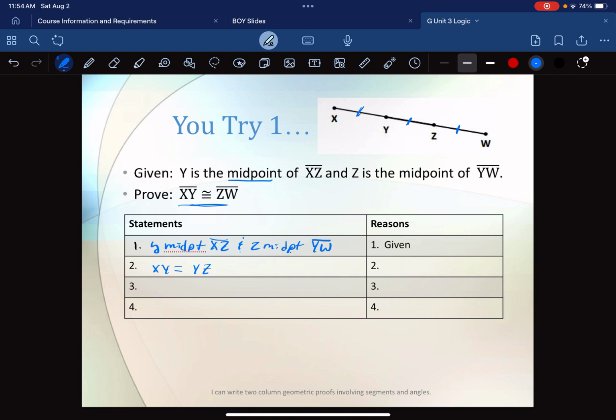Well, the same is true for Z. I saw that Z was a midpoint, so I need to make the statement that YZ is equal to ZW. And what was it that tipped me off that that was true? Well, I used the definition of midpoint. Okay? Now look at what's going on here. I've got XY equal to YZ. YZ is equal to ZW. Then what has to be true? Well, then XY has to be equal to ZW. And I just used the transitive property.